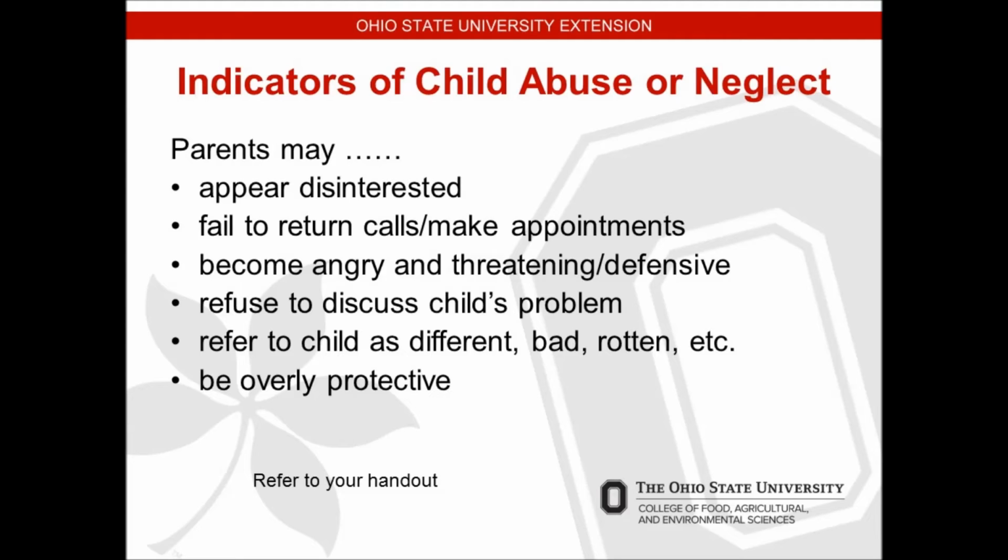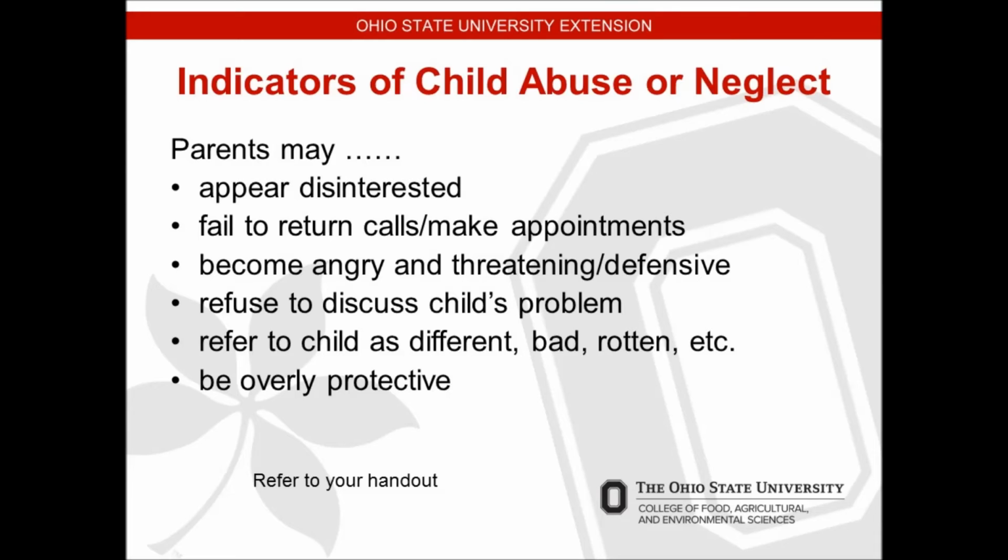If they refer to the child as bad or different, this is a signal that in some way they see the child as more challenging or different, and that the child may be scapegoated, which could be why they are abusing the child. If a parent is overly protective, this could be one way they are trying to protect the secret of abuse by not allowing the child out of their sight.